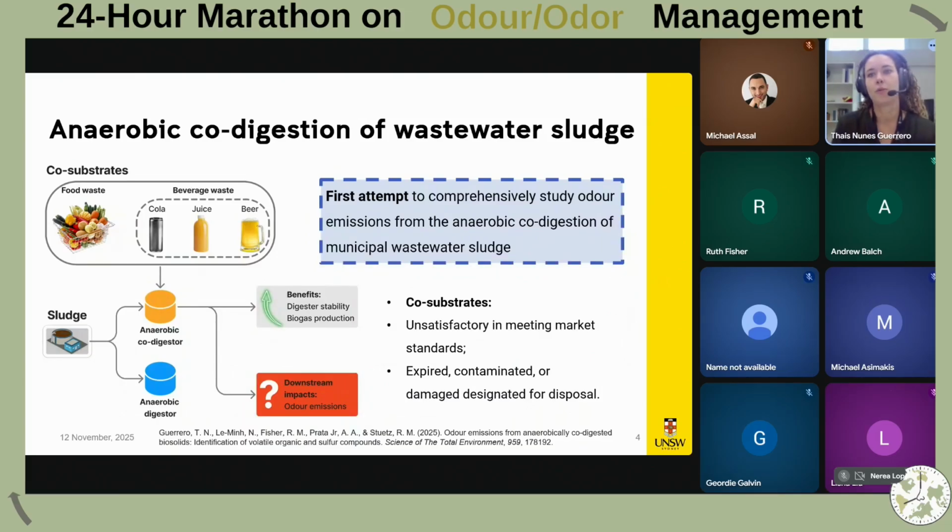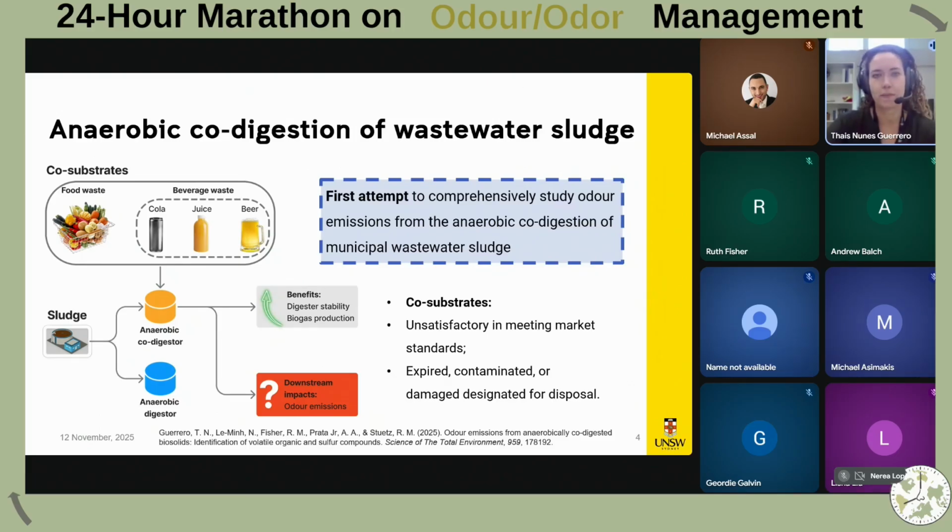But in particular, my research looked at the effect of this technology on odor. And it was the first attempt to comprehensively study odor emissions from the anaerobic co-digestion of municipal wastewater sludge with food waste and beverage waste. The interest in this new technology is because there have been benefits observed, such as improved digestion stability and biogas production. However, we were concerned about what would be the odor impact of this process, as odor management is already a challenge in biosolids management. And these co-substrates are unsatisfactory in meeting market standards, so expired, contaminated, or damaged, designated for disposal.